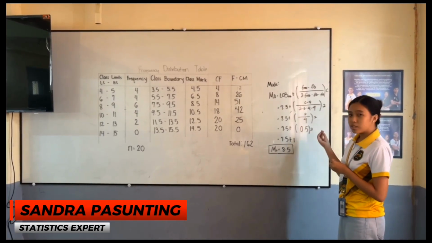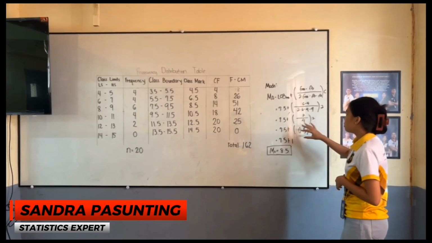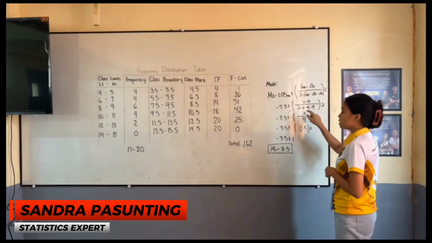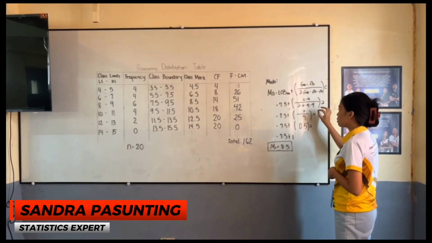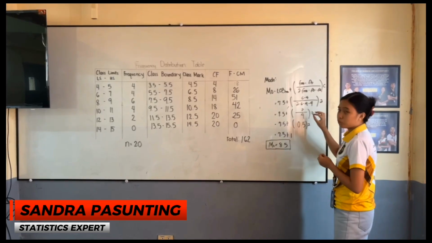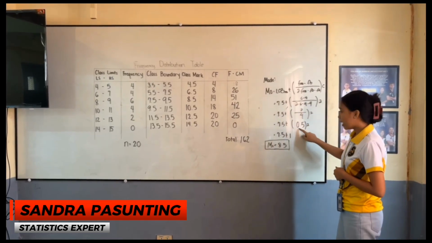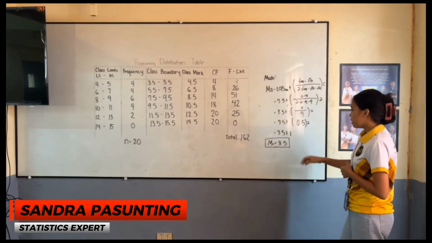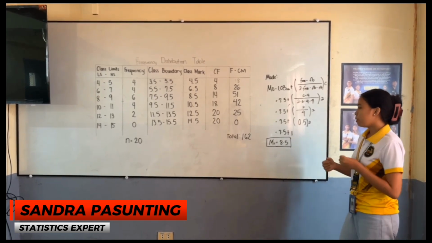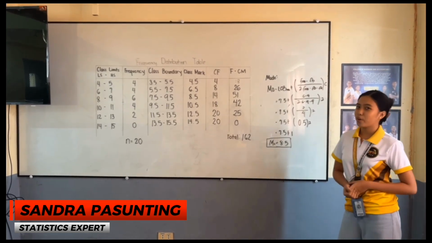And ang ating unang sinusolve ay nasa loob ng parentheses. So, first is yung 6 minus 4. So, 6 minus 4 is equals to 2, then 2 times 6 is equals to 12, minus 4 is equals to 8, minus 4 is equals to 4. And then after that, isolve ulit natin siya with 2 divided by 4, which is 0.5, and then i-multiply natin siya sa 2. And then ang magiging equal niya is 1, and then i-add natin siya sa 7.5. So ang magiging mode natin is 8.5.